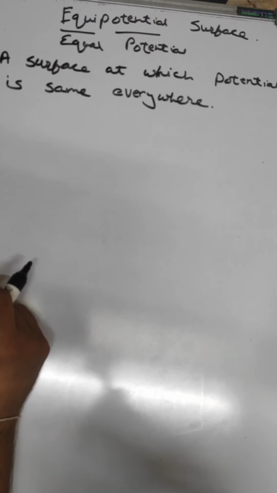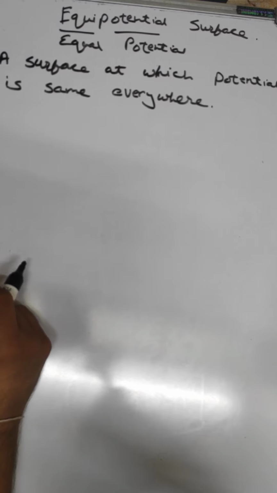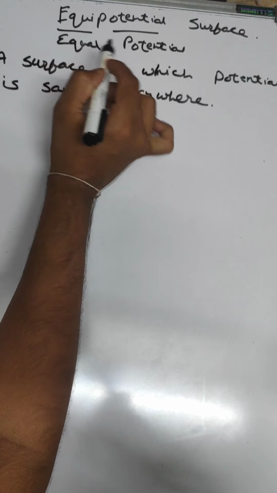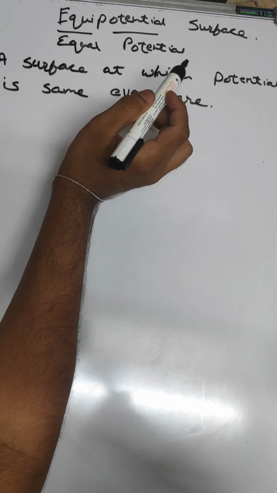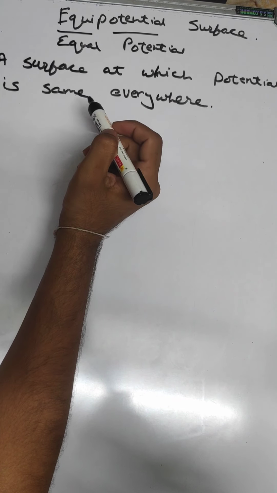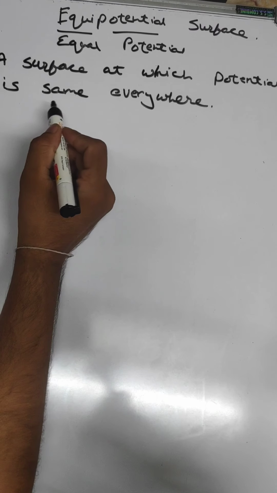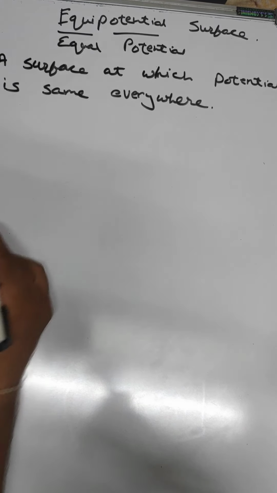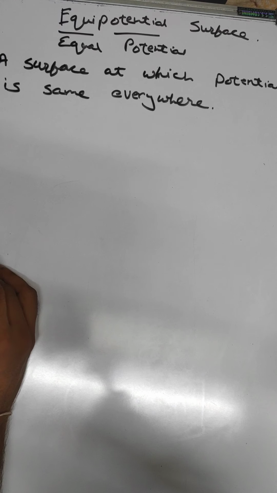Hello students. I am repeating the lecture on equipotential surface, which we have already studied. Equipotential is made of two words: equi means equal, and potential is potential. So a surface on which the potential is equal everywhere. Writing the definition: a surface at which potential is the same everywhere is known as an equipotential surface.